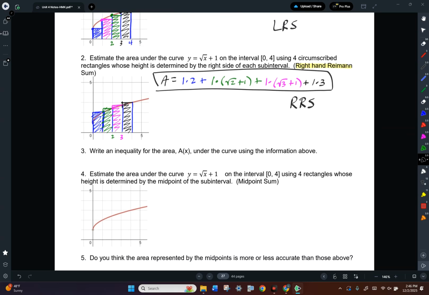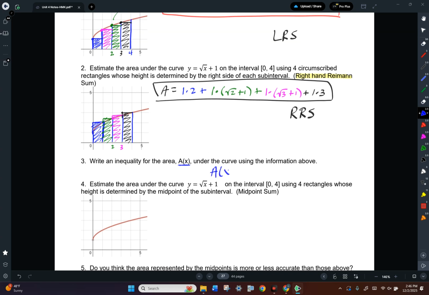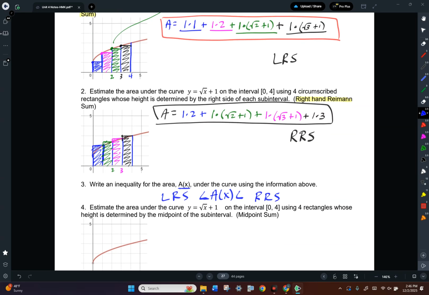So on number 3, it says, let's write an inequality for the area. And so this A of x is going to mean the exact area using the information above. Well, we know that the exact area is going to be somewhere between the left-hand Riemann sum and the right-hand Riemann sum, right? The left is too low, the right is too high. Now, first question I have here is, will that inequality always be true? Will the left-hand Riemann sum always be too little and the right-hand Riemann sum always be too much, like it is in this case? Well, the answer is no.